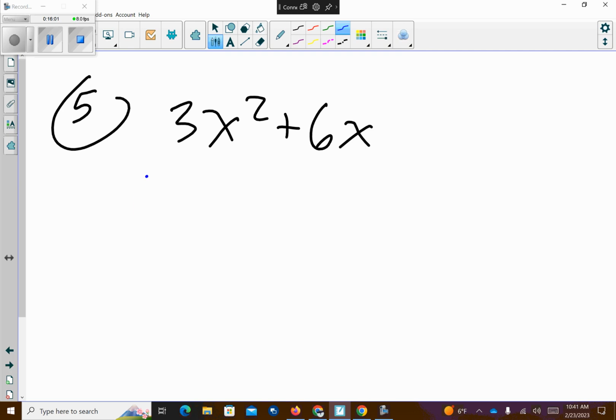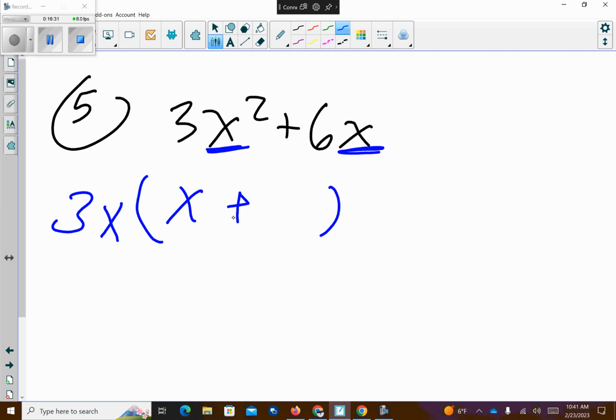All right. So, what number goes into 3 and 6? I know 1 goes into it, but what else? 3. 2 doesn't go into 3. Okay, so bring a 3 out front. And then this has x squared, which is xx. This has x, which is a single x. So a single x comes out. If I factor a 3x out of 3xx, I have a 1x or just an x. Good. Plus 2.